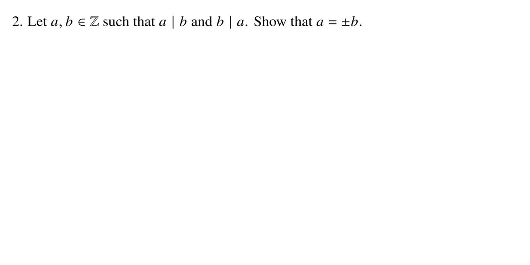So here's a little divisibility question. We're given two integers, a and b, no restrictions, just any two integers, and we're assuming that a divides b and that b divides a, and we want to show that in this case a either equals b or a is equal to negative b. So this really just comes down to figuring out, okay, what's the definition of divisibility?